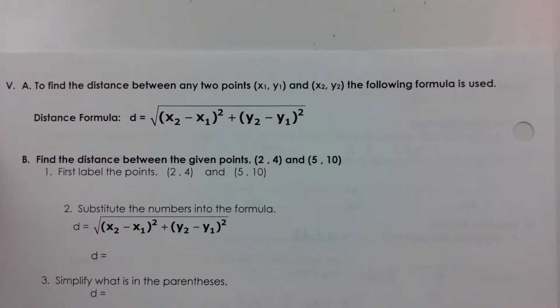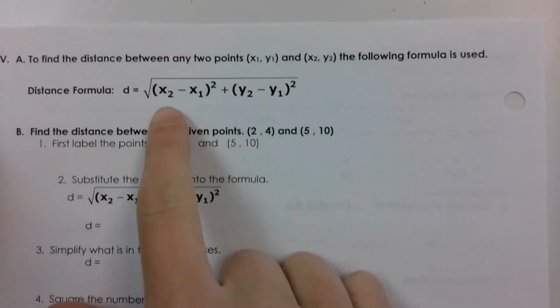So distance, what do you think that tells you? How far apart they are. So midpoint tells you where the middle is. Distance tells you how far apart they are. So midpoint, your answer was an ordered pair because it was another point, right? And distance is a distance, so it's got to be just one number. Our formula is right here.